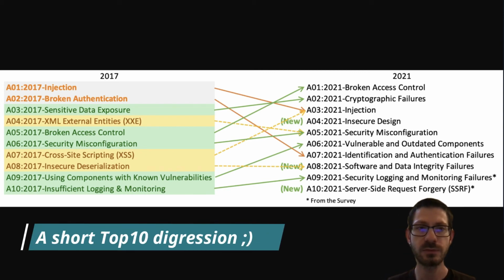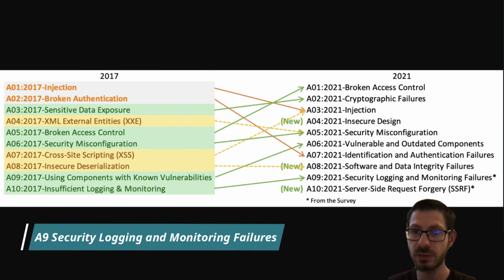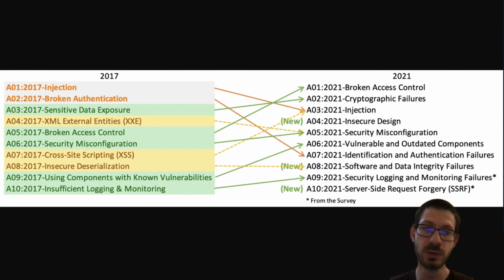So I have to make a brief reminder of how the top 10 is built. The 8 first categories are built from statistical data analysis, and the 2 last of them are built from a survey that has been answered by application security professionals. These 2 are number 9, so security logging and monitoring failures, which is insufficient logging and monitoring, that has been moved up and has a slight change in the name.